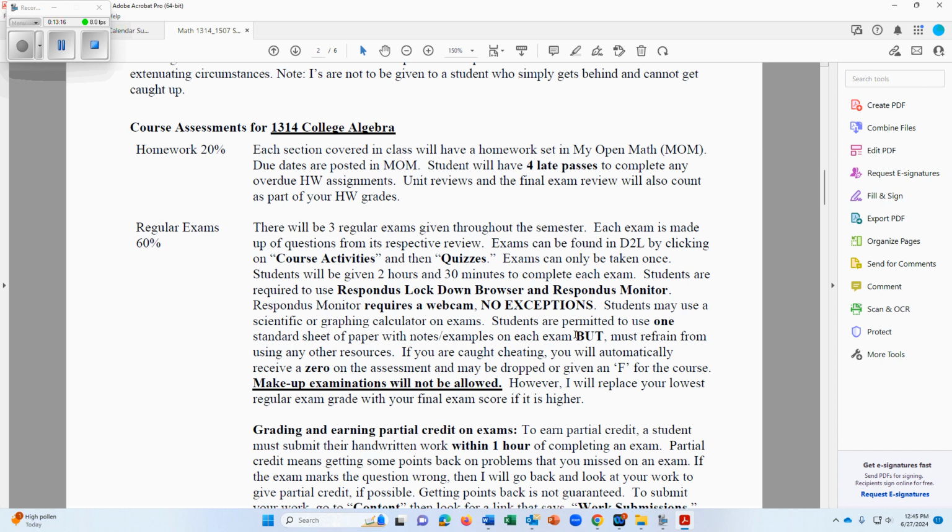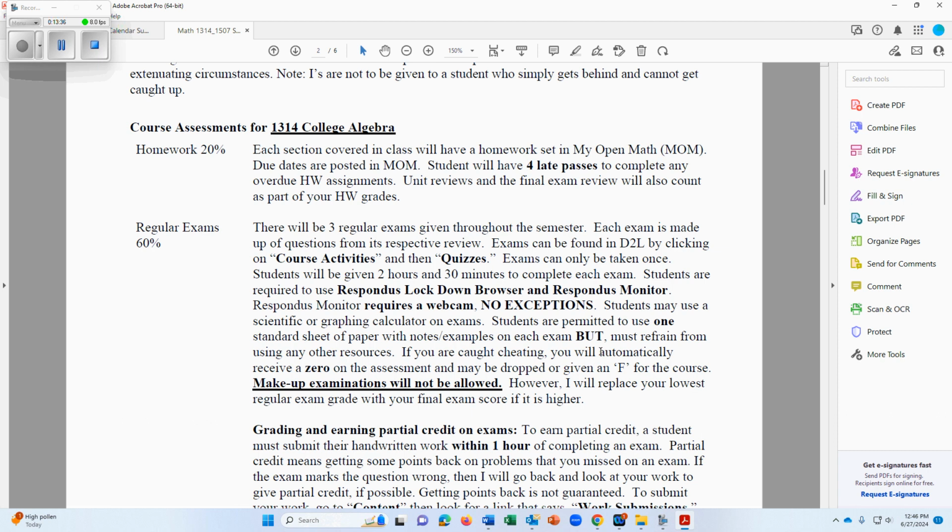So basically like a little cheat sheet. Okay, one page, front and back. And when you're taking the exam, part of the protocol will be checking in and showing your workspace and all that kind of stuff. And so you'll show your one page of notes and examples that you can use. But you must refrain from using any other resources, okay?